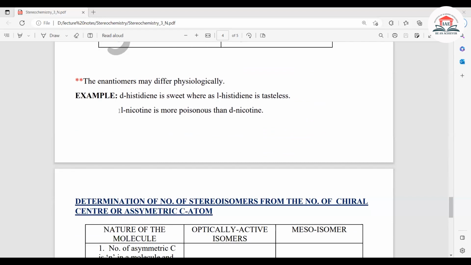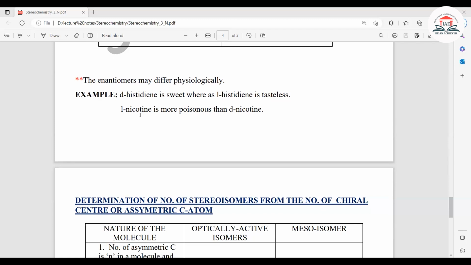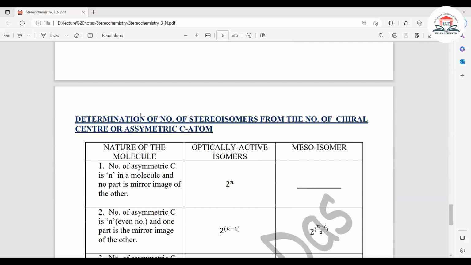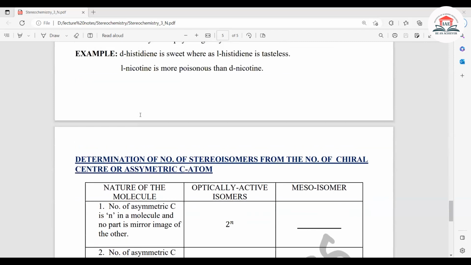Okay. যেমন আমি একটা example এখানে লিখেছি, D-histidine is sweet, whereas L-histidine is tasteless. We know nicotine is present in cigarettes and is poisonous, but L-nicotine is much more poisonous than D-nicotine. Whatever you find naturally is in the L form. Like nicotine, you can derive it from plants, right? So that is actually L-nicotine. But when you synthesize it in the lab, it will be D-nicotine. You cannot synthesize L-nicotine in the lab. Okay.